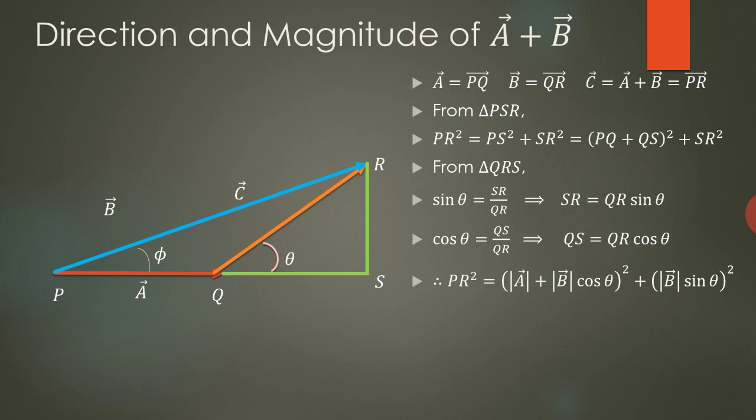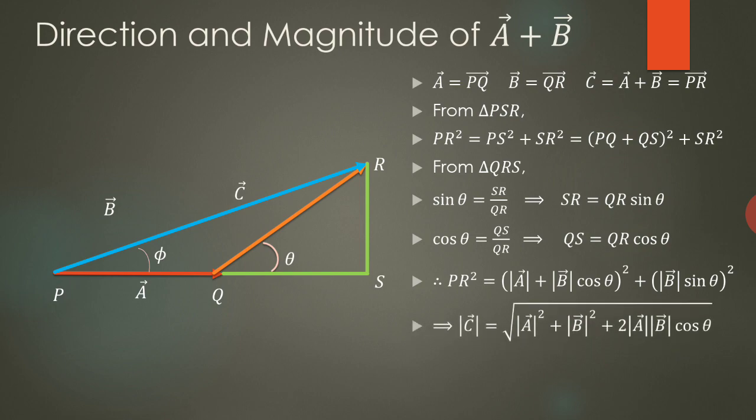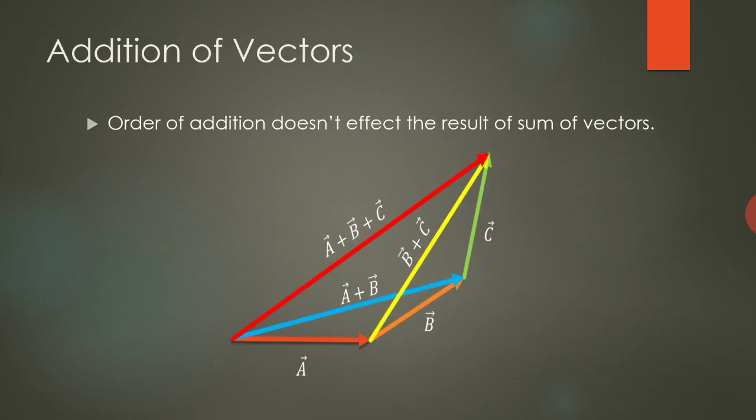Then I'll get the magnitude of the sum of the two vectors like this, in terms of the magnitudes of the individual vectors and the angle between them. And the direction of the resultant vector can be obtained by calculating tan phi from the triangle PSR. So tan phi is given by opposite side by adjacent side, RS by PS. So I can get the angle made by the resultant vector also in terms of the magnitudes and direction of the individual vectors.